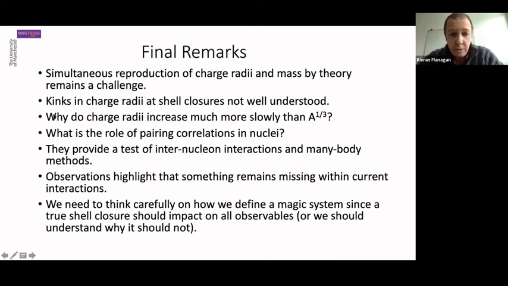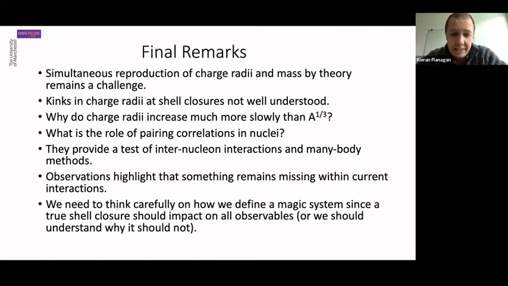The increase in the volumetric size of the charge radii is something which I feel is overlooked, and certainly why it is significantly less than A to the 1/3 is also a challenge, and I'm not sure it has really been addressed. The other point which I highlight with the isomers is the role of pairing correlations in nuclei, and that is also related to odd-even staggering and the kinks.